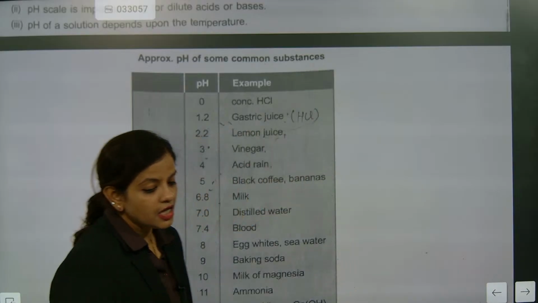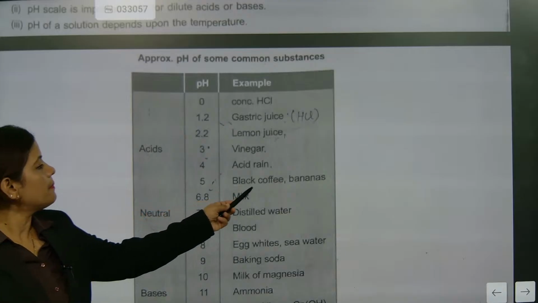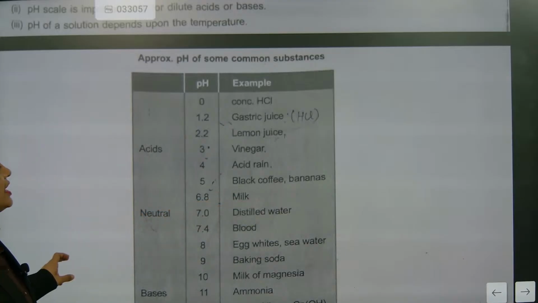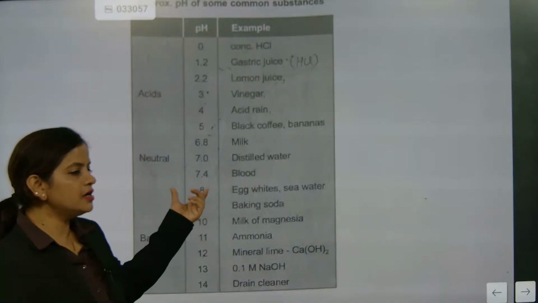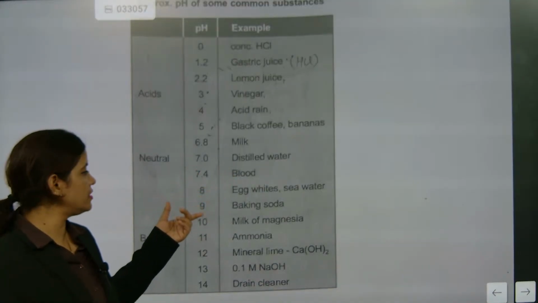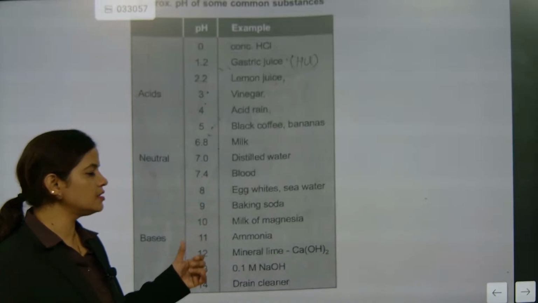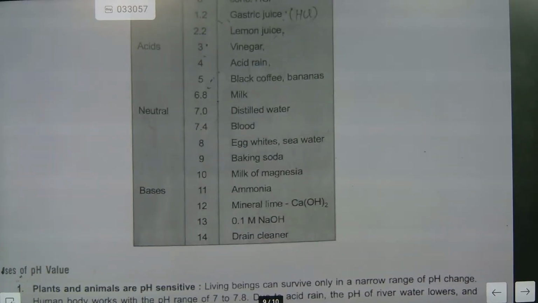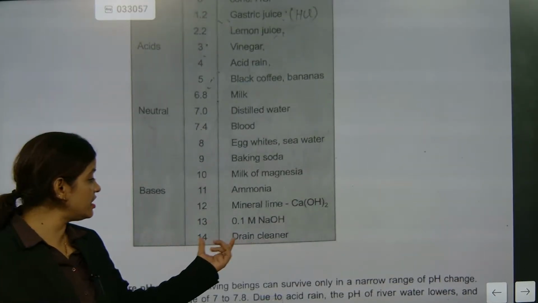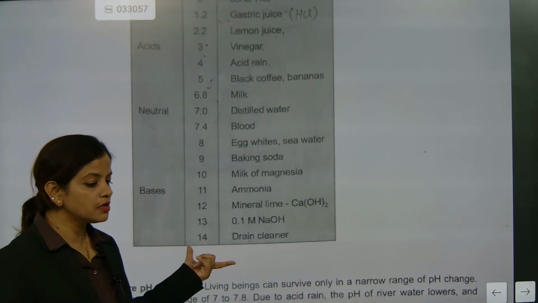So now look here. That means acidic. Now acid rain is 4. Black coffee, milk 6.8, neutral. Blood, egg white, all are basic. Understood? Next, baking soda, milk of magnesia, ammonia, mineral limes. Are you understanding now? So drain cleaner is very basic. Drain cleaner's value is what?